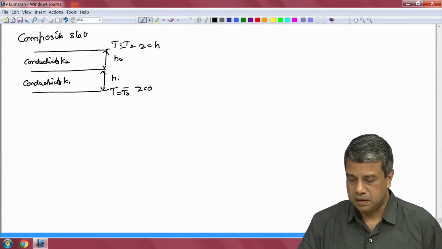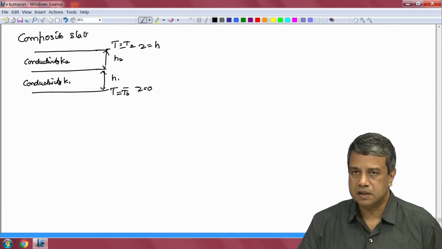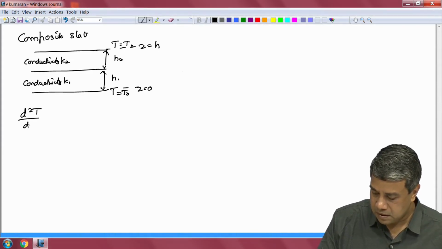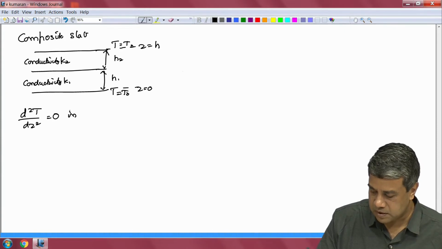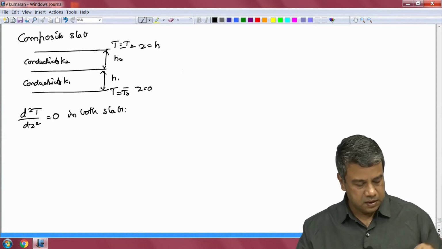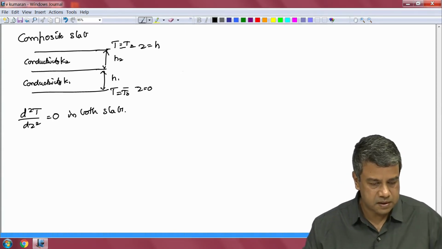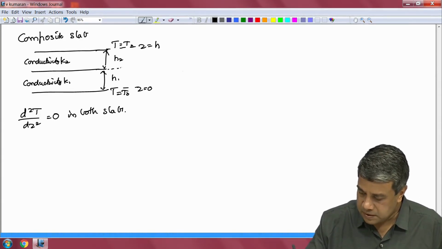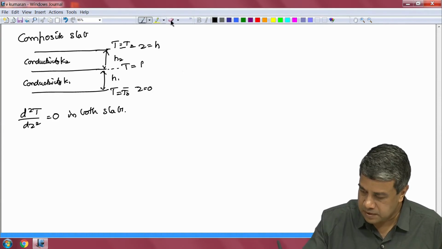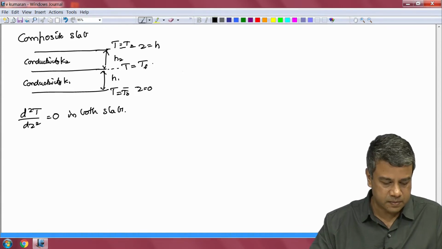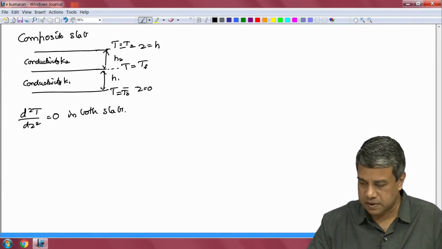First of all, because it is a steady state and there are no sources or sinks of energy, therefore, I require that d square T by dz square is equal to 0 in both slabs. Let us assume that the temperature here is some intermediate value which I will call as Tf.